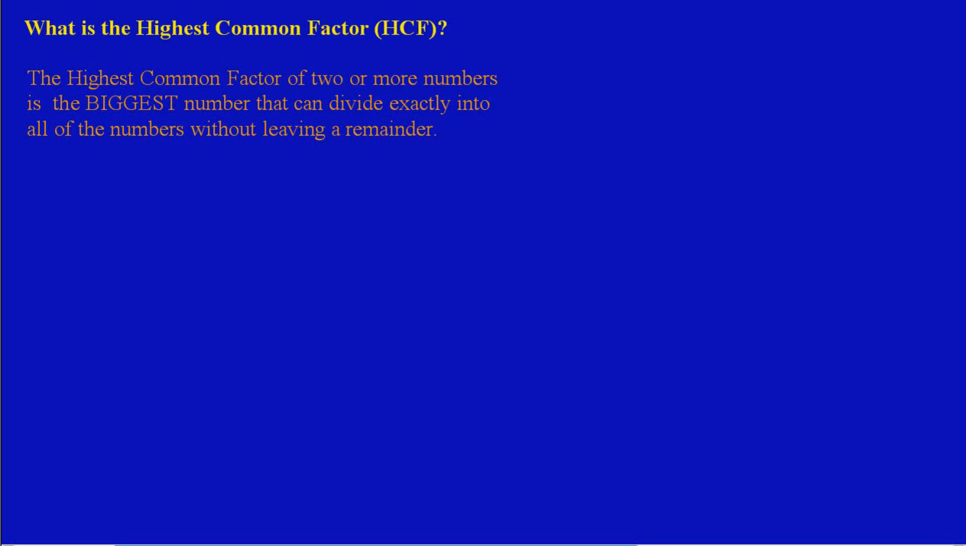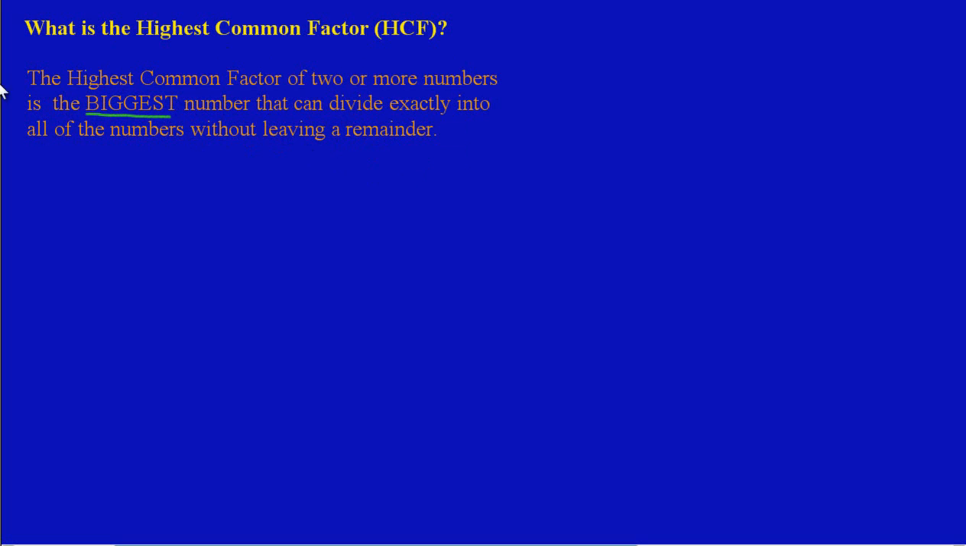Hi guys, in this video we're going to be looking at the term HCF, or highest common factor. What is the highest common factor? As it states, the highest common factor of two or more numbers is the biggest number, and I'll underline that, biggest, that can divide exactly into all of the numbers without leaving a remainder. Now, what does this definition mean?